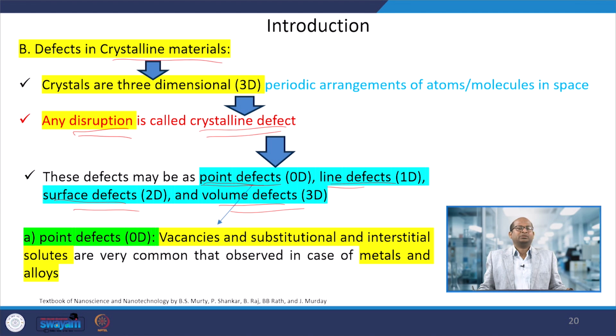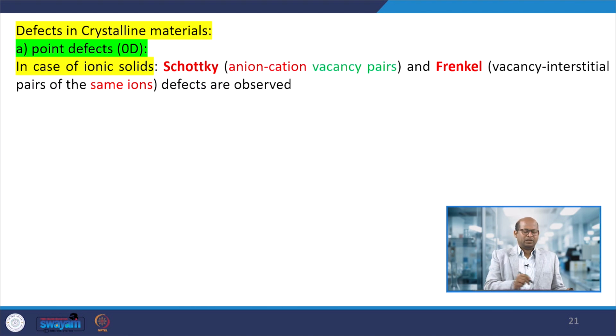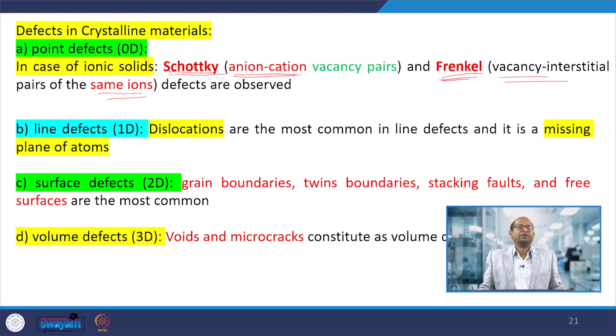Point defects are basically present in metals and alloys, that is vacancies and substitutional or interstitial solutes, which is very common. Point defects also include Schottky defects and Frenkel defects. In a Schottky defect, both types of ions, positive and negative, are absent, and in a Frenkel defect only the same type of ion, either cations or anions, is absent. That type of defect is called a point defect.